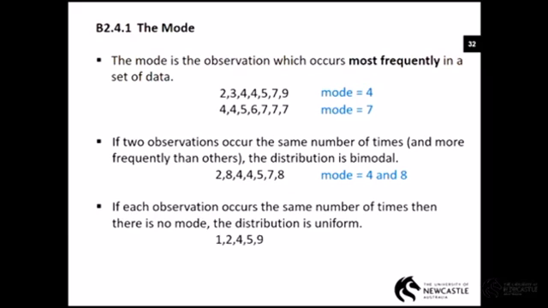What if it's 1, 2, 4, 5, 9? No mode. No result occurs more than any other result. There's no peak. There's no mode.